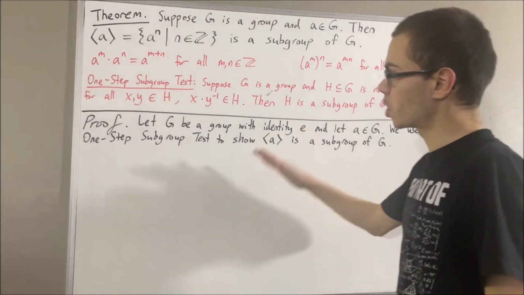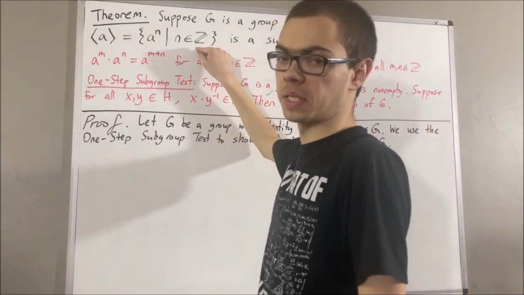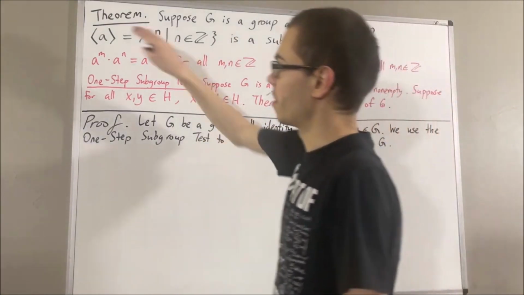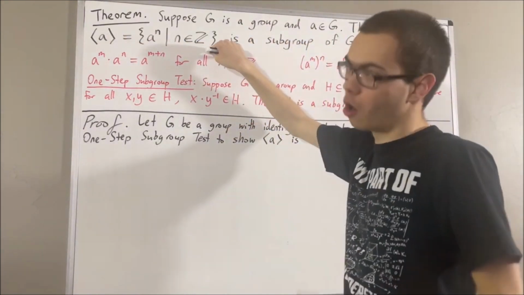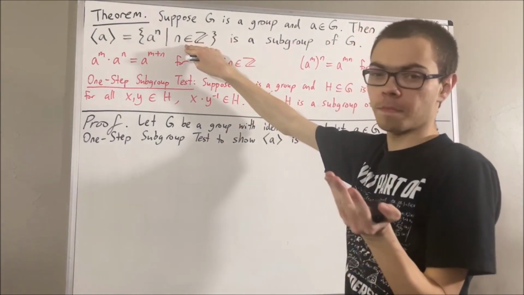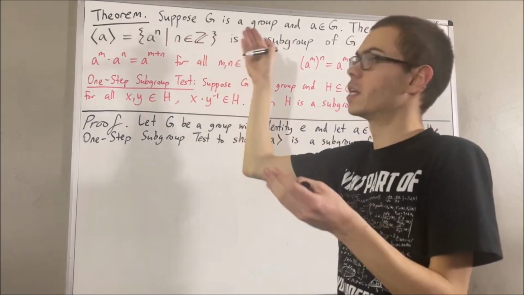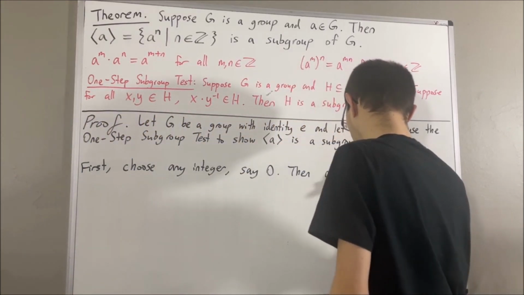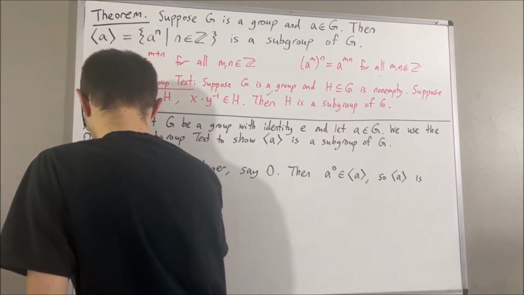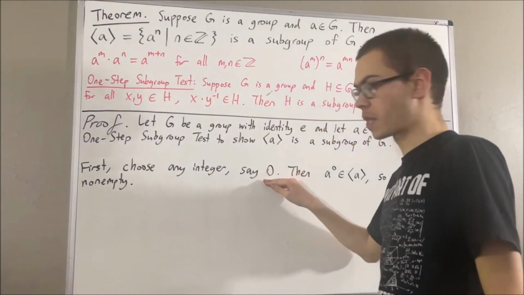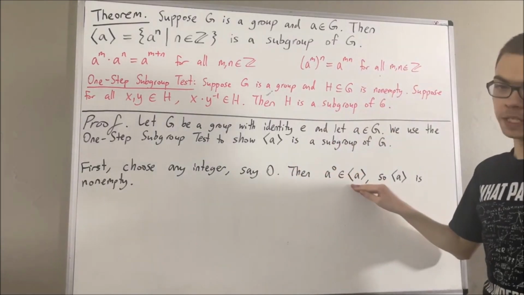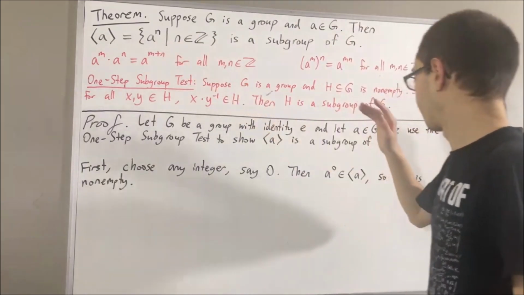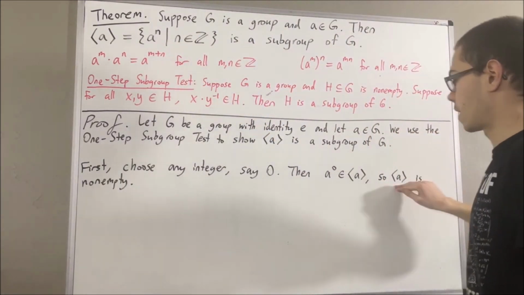Now, first, let's show that this set is non-empty, because that is a requirement for the test. But it's pretty clear that this set is non-empty. All we have to do is choose any integer, and then A to the power of that integer is an element of the set. For example, if we choose the integer 0, then A to the power of 0 is an element of the set, because A to the power of 0 fits this form. And so that confirms that the set is non-empty.